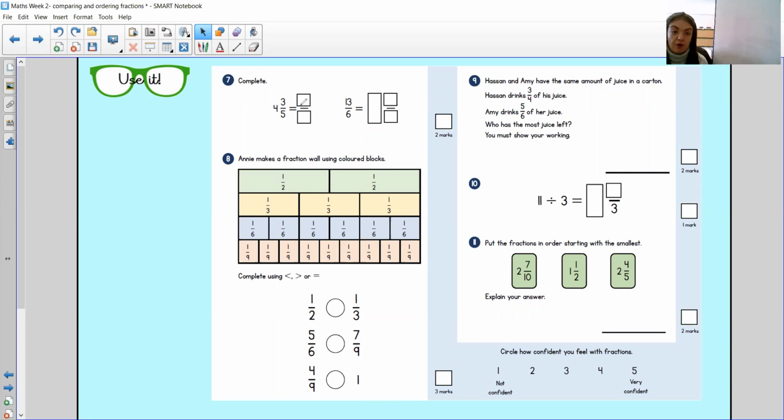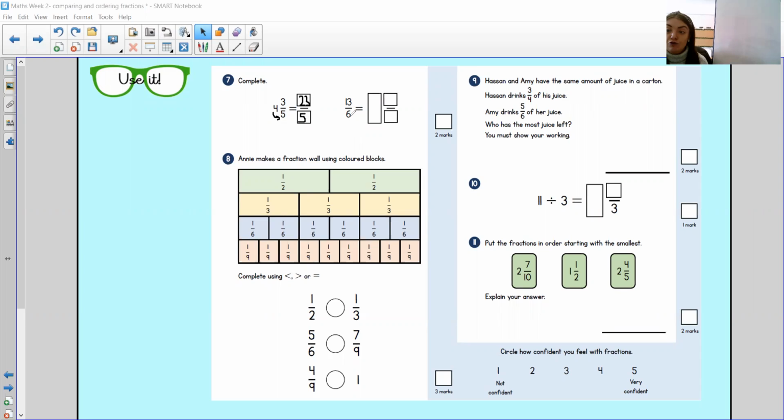mixed number into improper fractions. So I've got 4 wholes. I know that 5/5 will make each of those wholes, so that's 20. And I've got 3 more, so that's 23. And I know that my denominator will not change because they are still fifths, so 23 fifths.